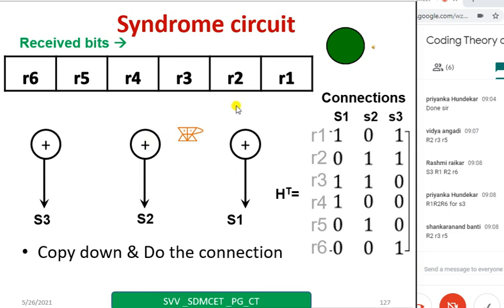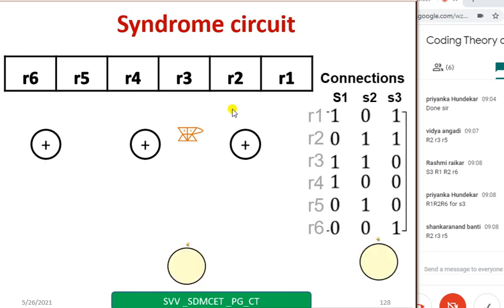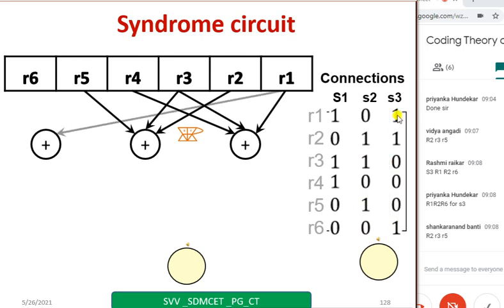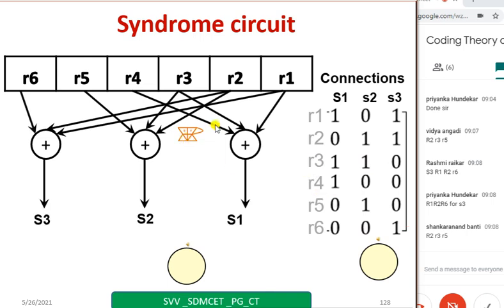Now, you have to do the connection. Say this is S1: R1, R3, R4. Then for S2 I had to do the connection to R2, R3, R5. Observe this, wherever one is there I have to do the connection. Then for S3, R1, R2, R6. So this is the connection you are supposed to do. Take a minute, do it neatly, and we'll continue.